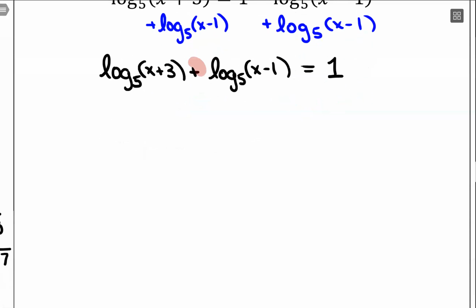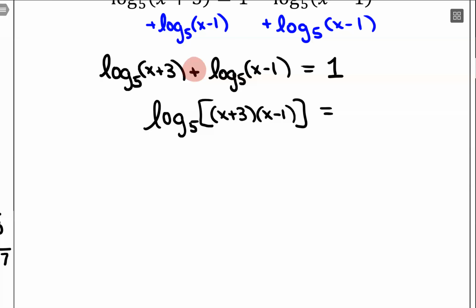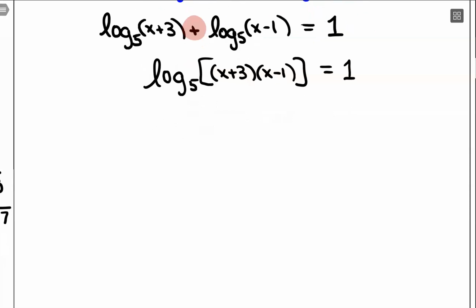And now I have addition of two logarithms with the same base, so I can combine them with multiplication of x plus 3 times x minus 1. And that's going to equal 1. Then I can make my change to exponential form. So I'm going to FOIL out the inside there, so that'd be an x squared. Positive 3 minus 1 would be a positive 2. 3 times negative 1 is negative 3, equals base of 5 with an exponent of 1. Now to get 0 on one side, I'm going to subtract 5 from both sides of the equation.